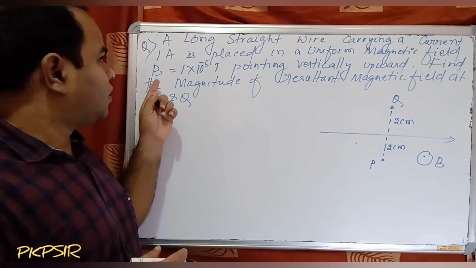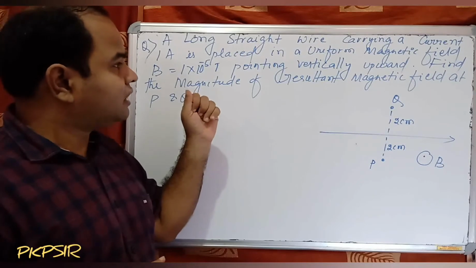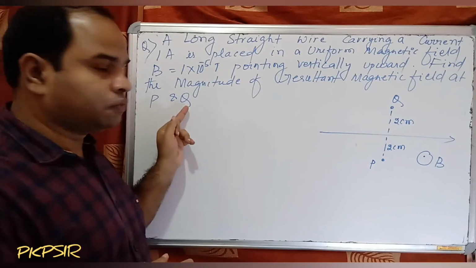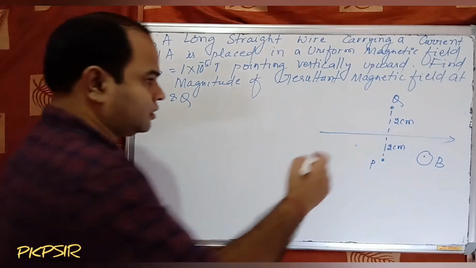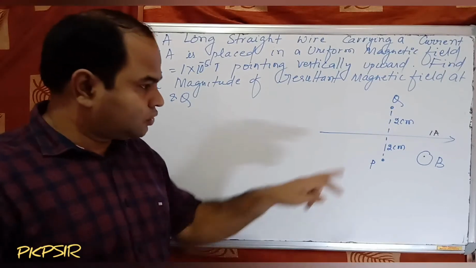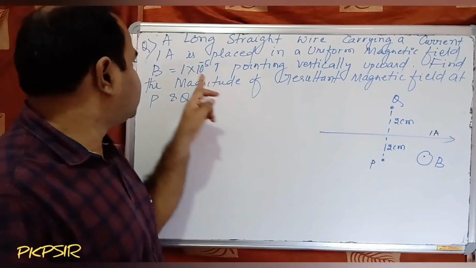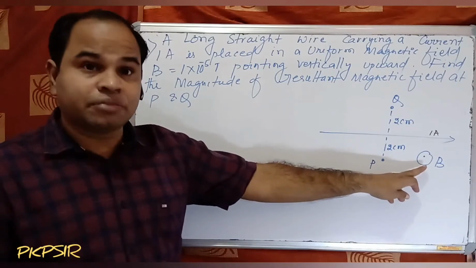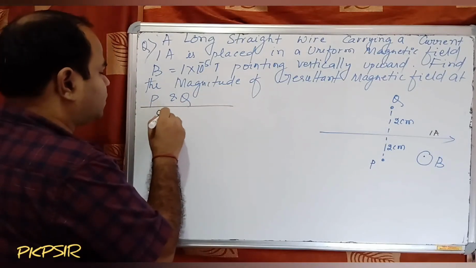Okay. Of magnitude B equal to 10 to the power minus 5 Tesla, pointing vertically upward. Find out the magnitude of the resultant magnetic field at P and Q. Again, a long straight wire carrying current 1 ampere is placed in a uniform magnetic field B equal to 10 to the power minus 5 Tesla. And the direction of the external magnetic field is outward.